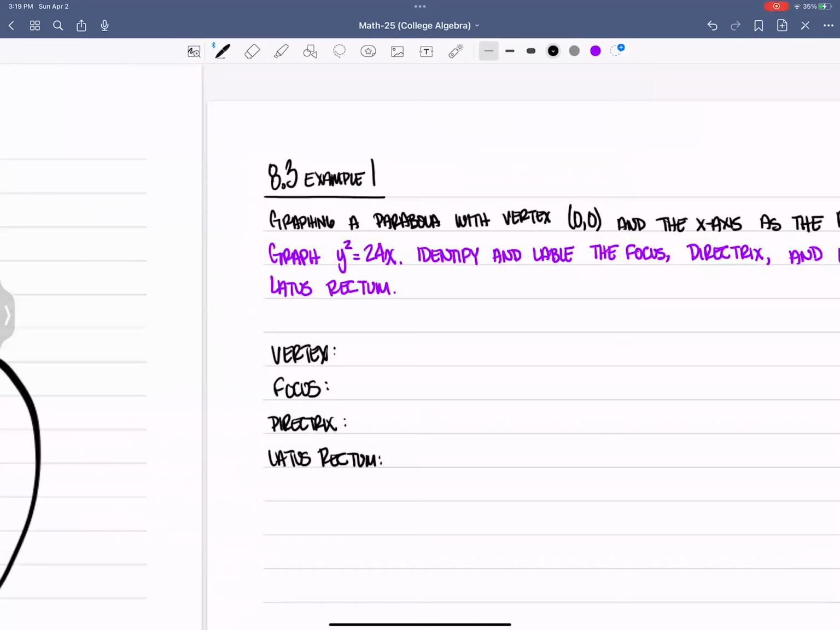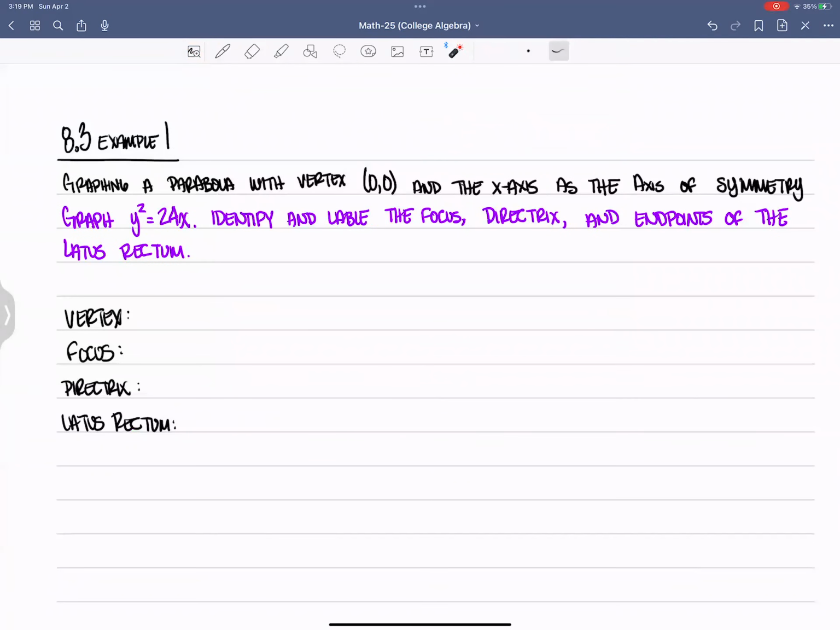So there are different possibilities with parabolas. Before, we knew that they could open either upward or downward, but in this section, these are no longer functions. So we can now introduce a leftward opening parabola and a rightward opening parabola. Looking at this, it's y squared, so it's going to be coming off of the x-axis. So we're opening either leftward or rightward.